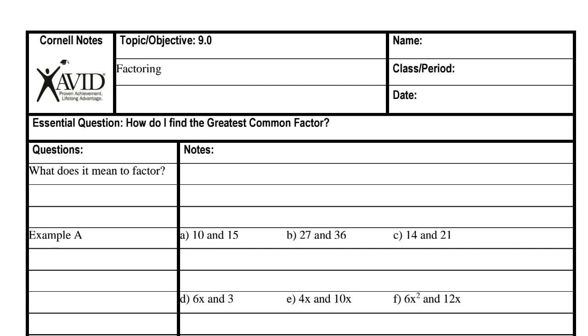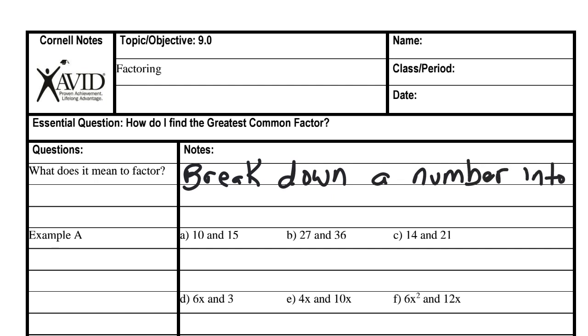So a factor is where we break down a number into products. Okay, and those products are called factors. So break down a number into products. Okay, and that is what is called a factor. So what does that mean?